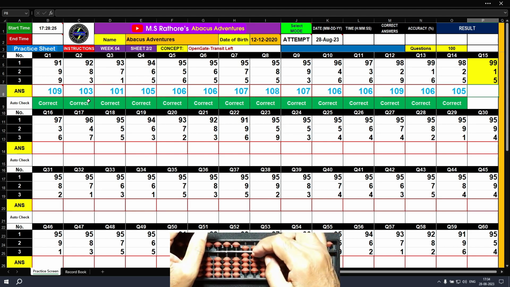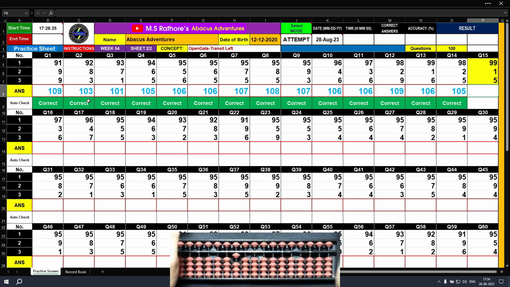Question number 15. Plus 90, plus 9, it's 99. Plus 1 equals minus 9, open the gate, plus 10. The answer is 100. Plus 5, the answer is 105.